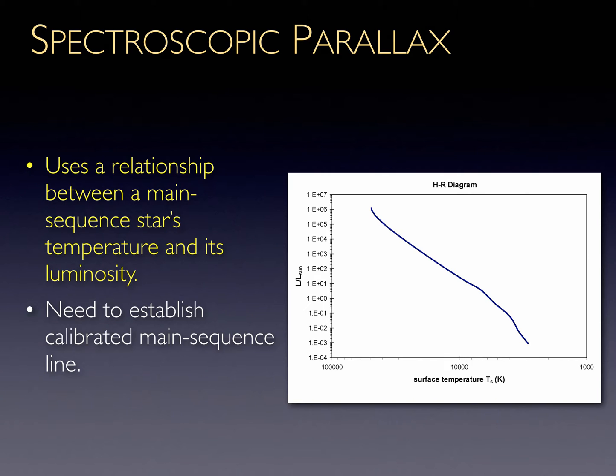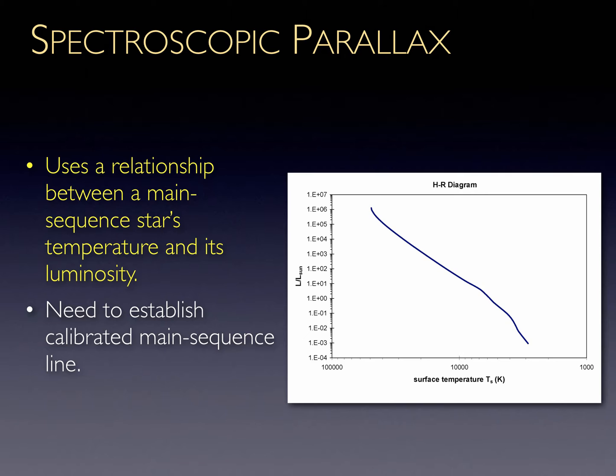What is discussed here is how spectroscopic parallax is used to find distances to stars. Though the method contains the word parallax, it is not directly related to the parallax method discussed previously. It should also be noted that this method only works for main sequence stars.